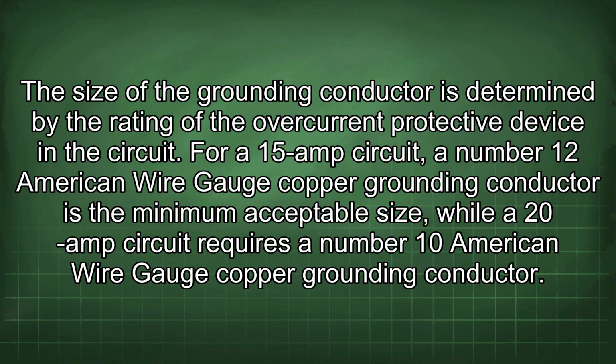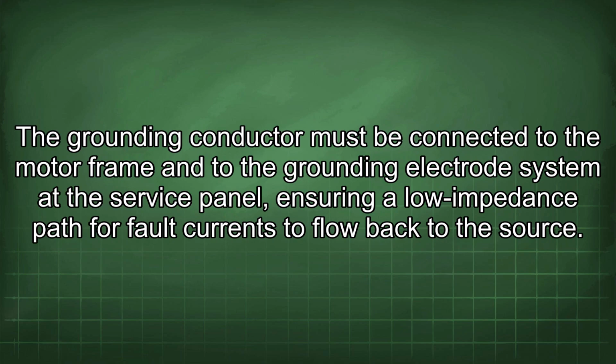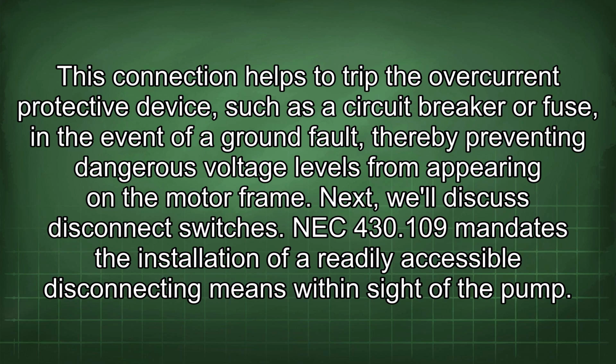For a 15 amp circuit, a number 12 American wire gauge copper grounding conductor is the minimum acceptable size, while a 20 amp circuit requires a number 10 American wire gauge copper grounding conductor. The grounding conductor must be connected to the motor frame and to the grounding electrode system at the service panel, ensuring a low impedance path for fault currents to flow back to the source. This connection helps to trip the overcurrent protective device, such as a circuit breaker or fuse, in the event of a ground fault, thereby preventing dangerous voltage levels from appearing on the motor frame.